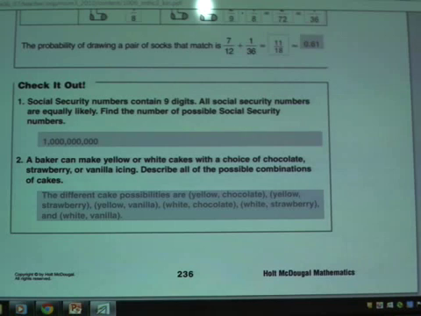All right, let's go ahead and finish by looking at the check it out examples here. Number 1 says Social Security numbers contain 9 digits. All Social Security numbers are equally likely. Find the number of possible Social Security numbers. So there's 10 digits available for each spot. Numbers only. So 0 to 9, 10 possibilities.